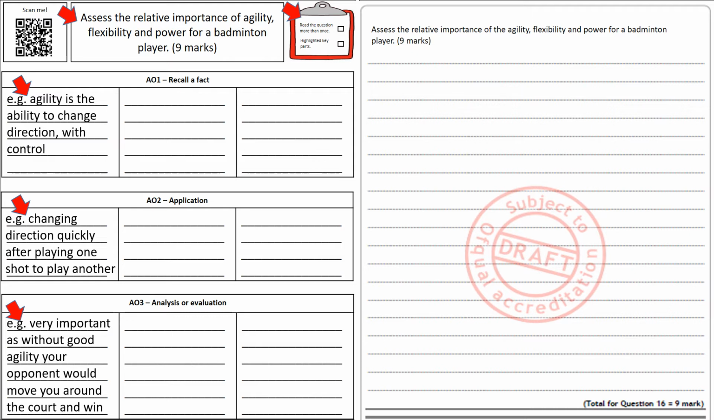Now let's look at the other AOs you're going to have to make. So obviously we're now looking for a selection of AO1s, AO2s, AO3s for the next component of fitness, which is flexibility. And I'm then looking for exactly the same for power. Don't forget, we're going fact, a definition in this case, application, so we're always linking it to a badminton player, and then analysis or evaluation, saying how important or useful it actually is.